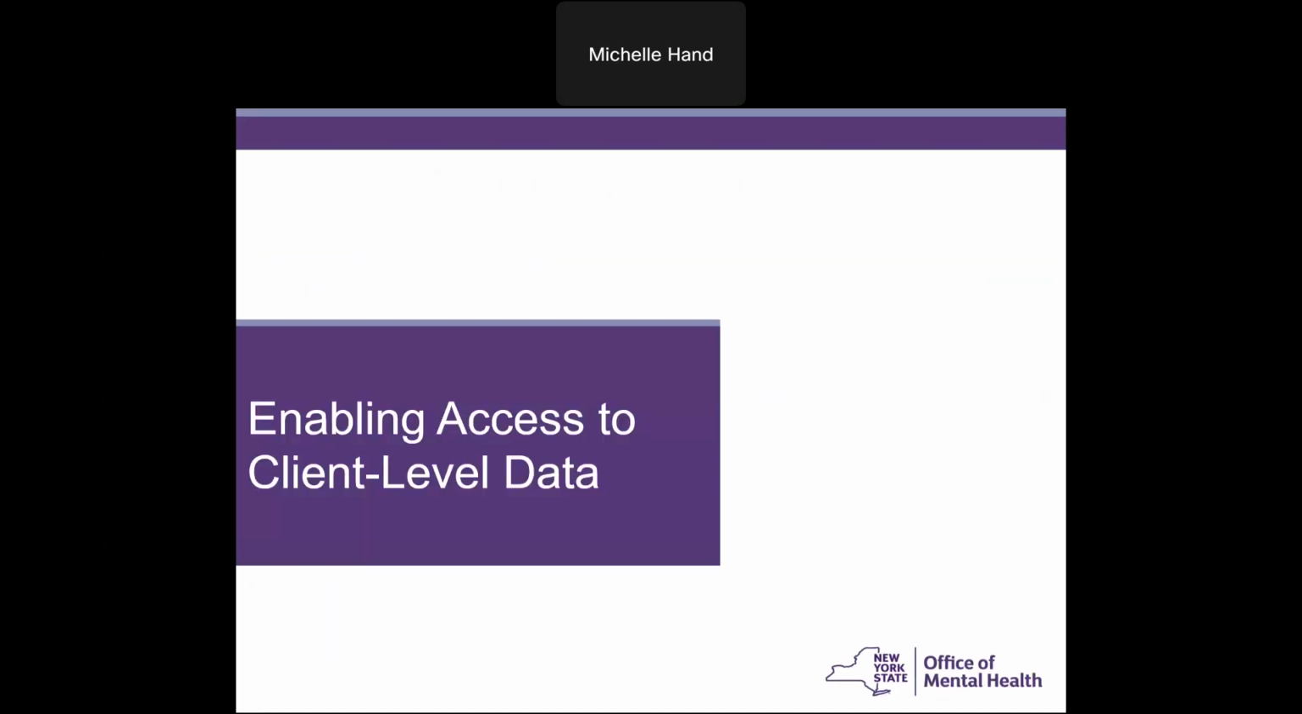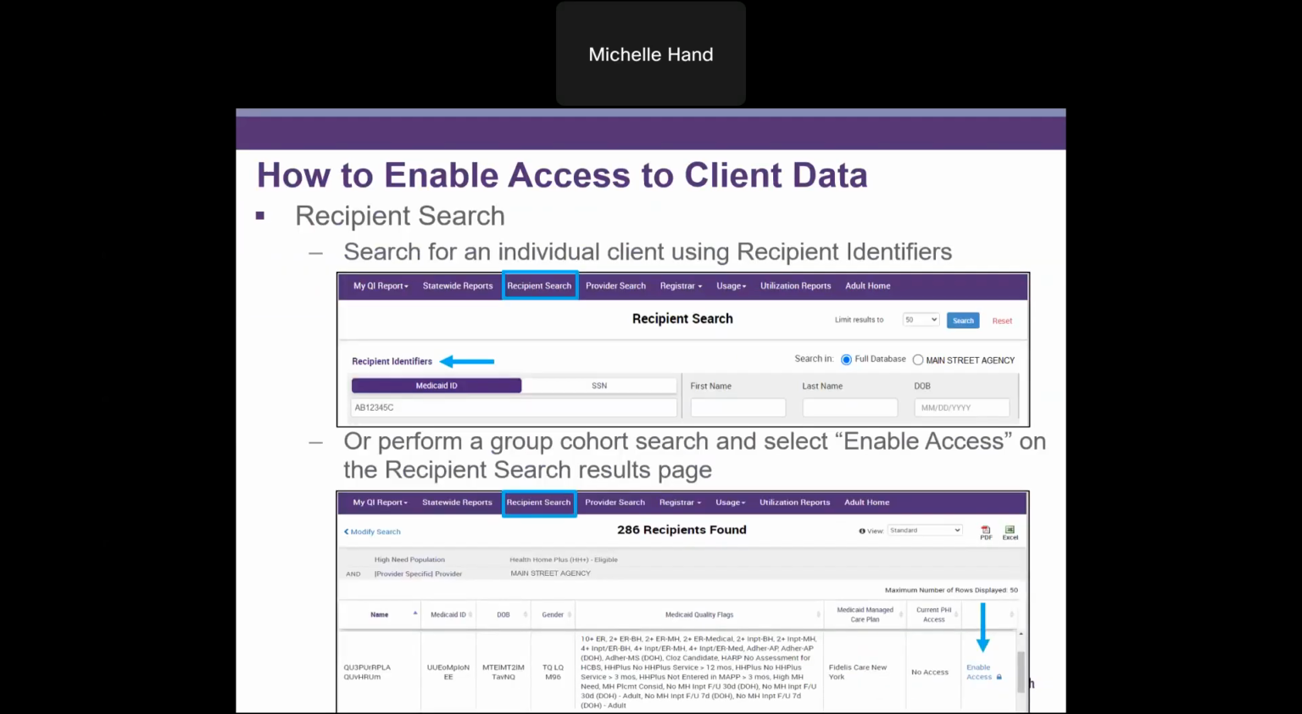All right, now we're going to talk about how to enable access to client level data in PSYCKES. So there are a few ways to do this. I'll go through each. One of the ways is through recipient search. So here you can go to recipient search on the top of the screen in that blue highlighted box. And then in the recipient identifier section, you can enter a unique identifier such as a Medicaid ID, social security number, or a name and date of birth, and click search. And on the results page, you can enable access.